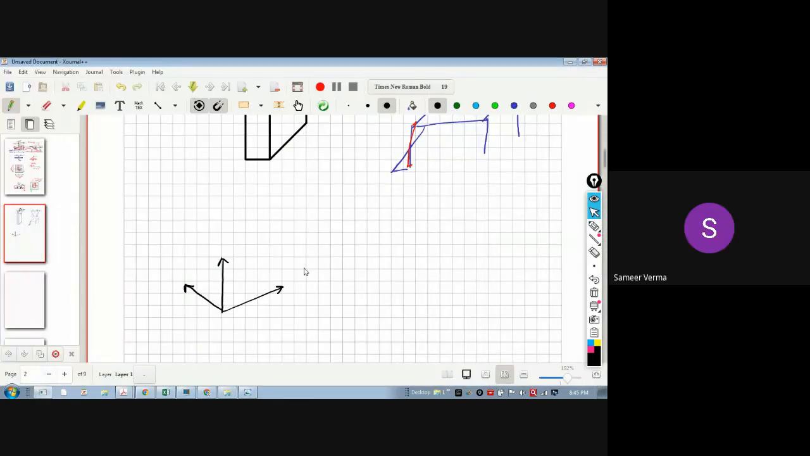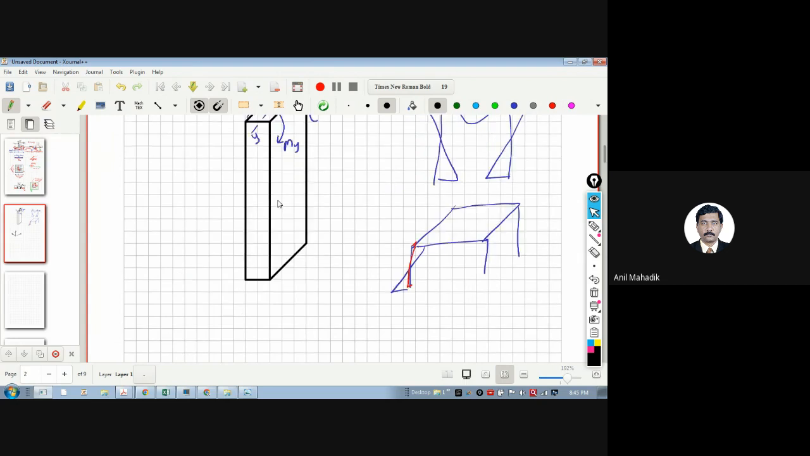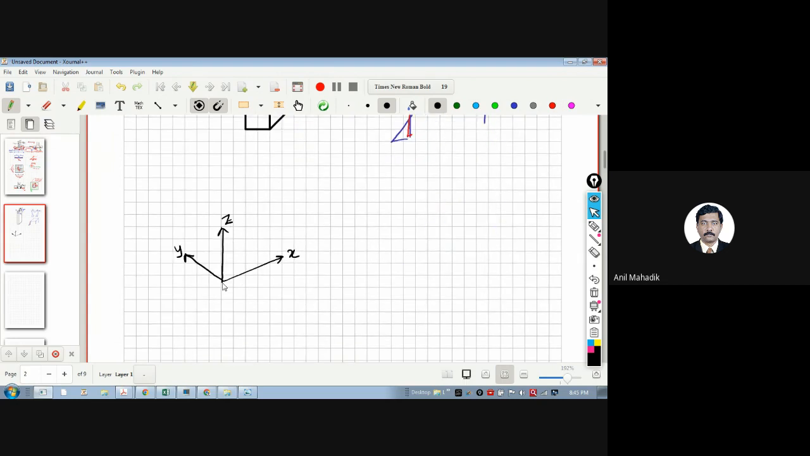Z is the vertical axis, and X and Y form the XY plane. These are the axes, and we have a building here. Whenever we get forces on the supports, let's say I'm designing this column, I will get the support reaction over here, at the fixed support.